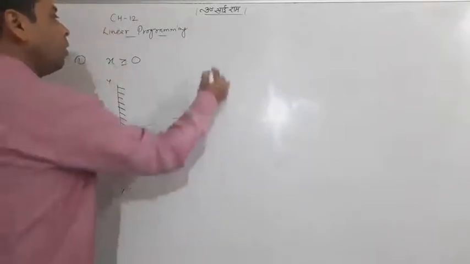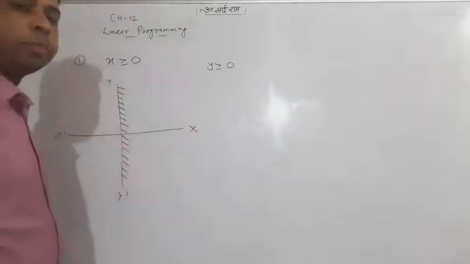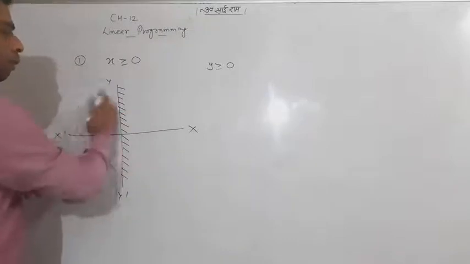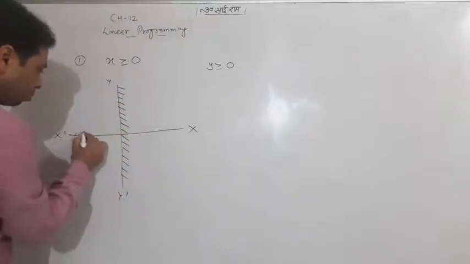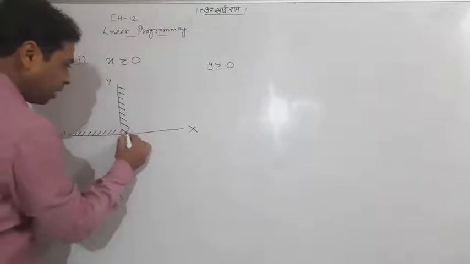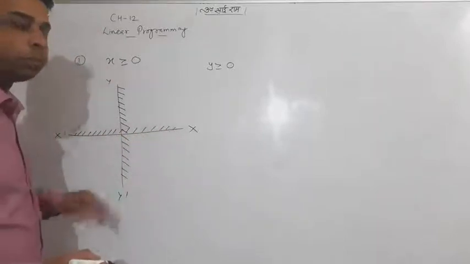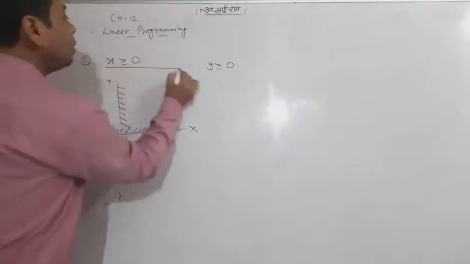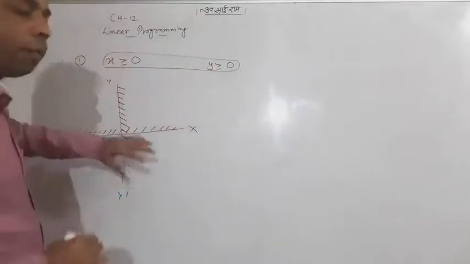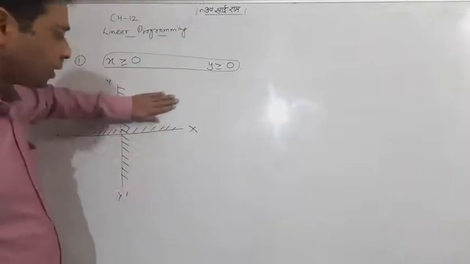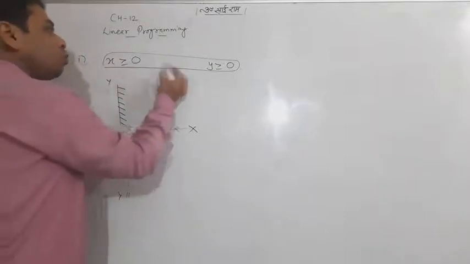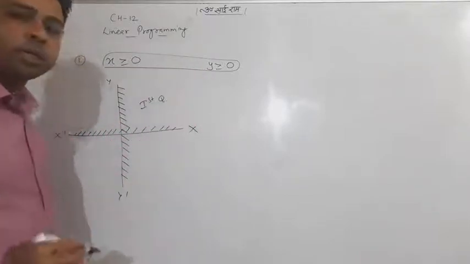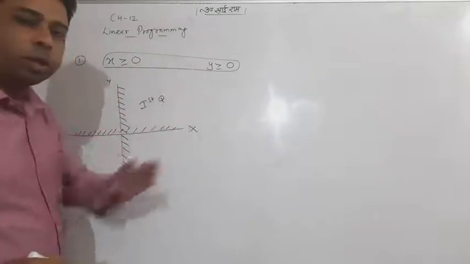Similarly, if y greater than or equal to 0, it means the portion where y is positive or equal to 0, definitely the first and second quadrants. So this is the area where y is positive. When both come together, you have to search for the common area, and the common area is this one. So whenever these two come together, it indicates the first quadrant. Keep in mind, your answer will lie in the first quadrant when these two conditions are given.